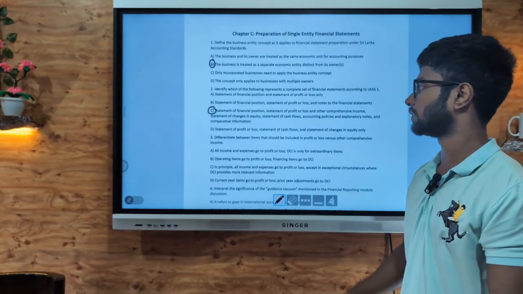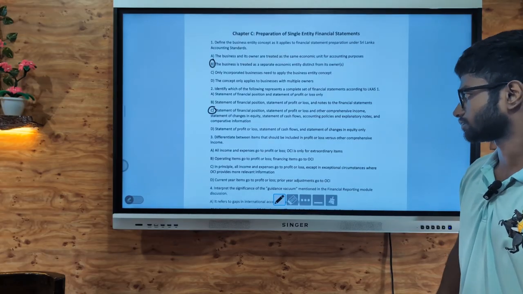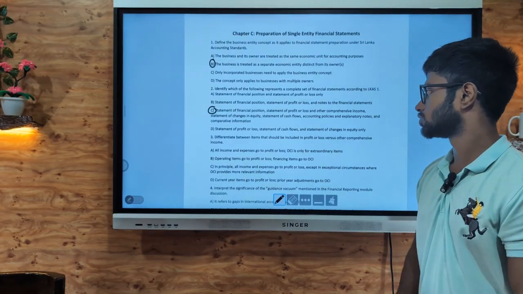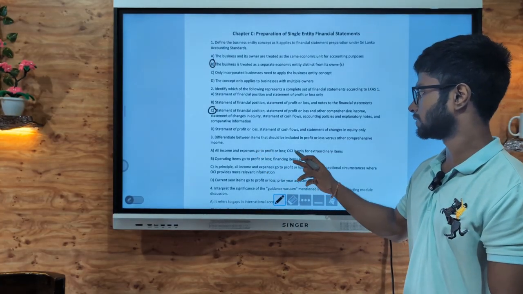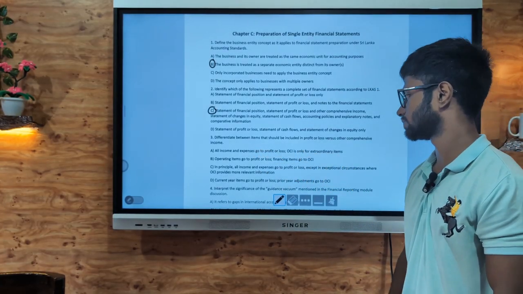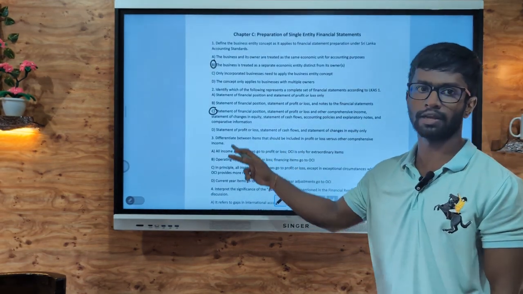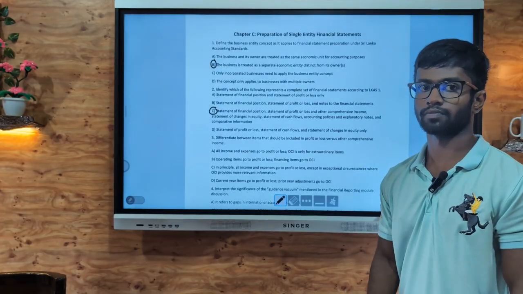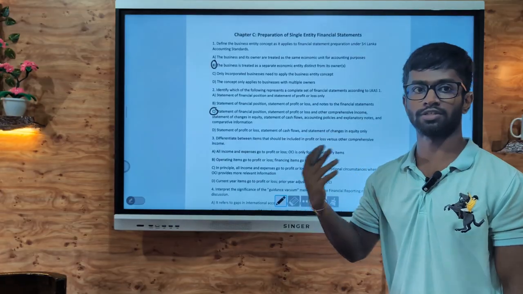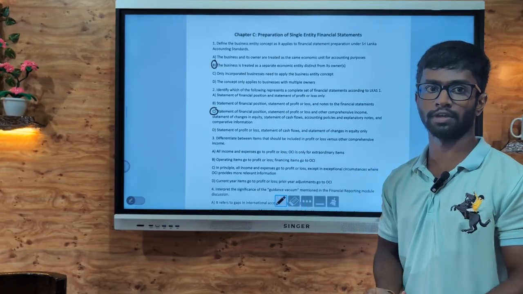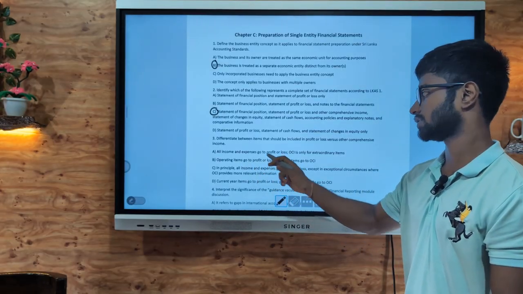Next question, differentiate between the items that should be included in profit or loss and other comprehensive income. The first option says all income and expenses go to profit or loss, and other comprehensive income is only extraordinary items. Here, all income and expenses don't go to profit or loss, because when you say all income and expenses, there is revaluation of assets also. That includes other comprehensive income and income or loss. So that doesn't count. Operating items go to profit or loss. So that is true.